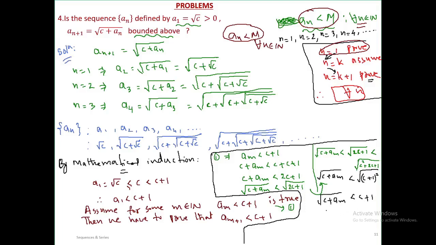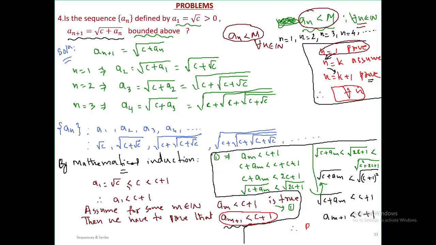Okay. But what is root of C plus a_m? Look at the question now. Look at this one: a_(n+1) is equal to root of C plus a_n. Substitute n equal to m here. Then what will you get? a_(m+1) equals root of C plus a_m. So root of C plus a_m is nothing but a_(m+1). a_(m+1) is less than C plus 1. Now look, did I get it or not? Look at this one. I got a_(m+1) is less than C plus 1.